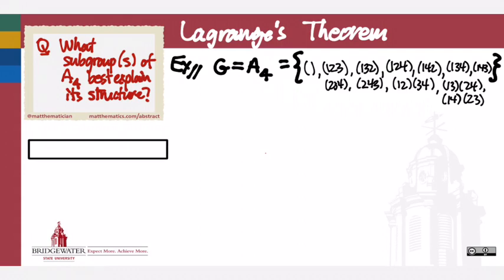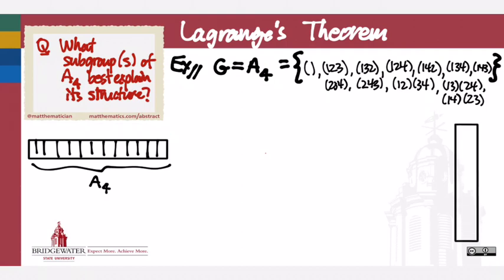One way to do it would just be to take all the elements, all 12 of them, and arrange them in just one big long row. Not very illuminating, but certainly A4 is a subgroup of itself. Every group is a subgroup of itself. We could also, if we wanted to, arrange them into one big long column.